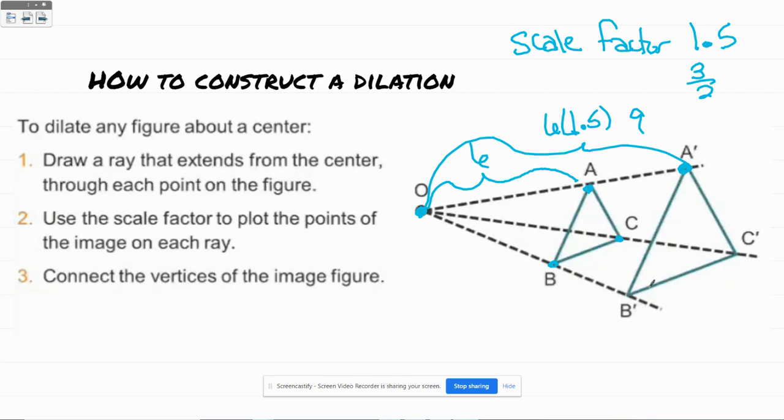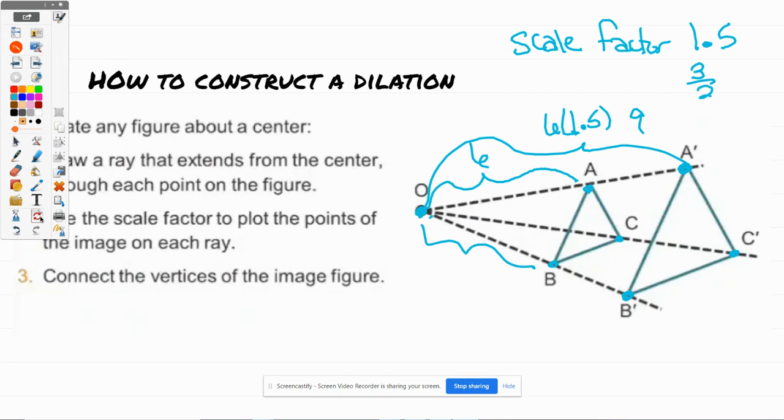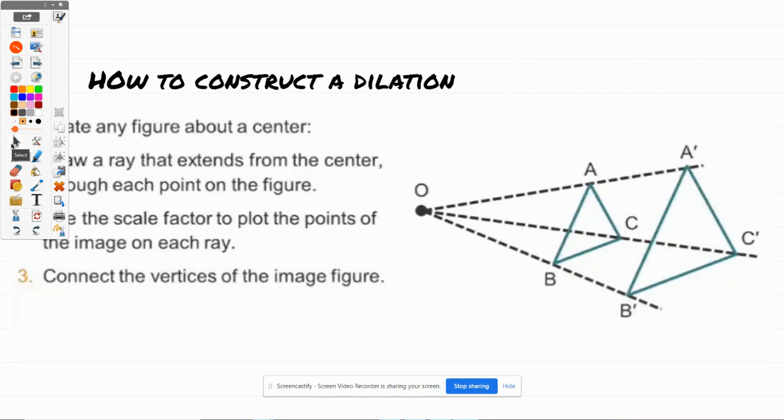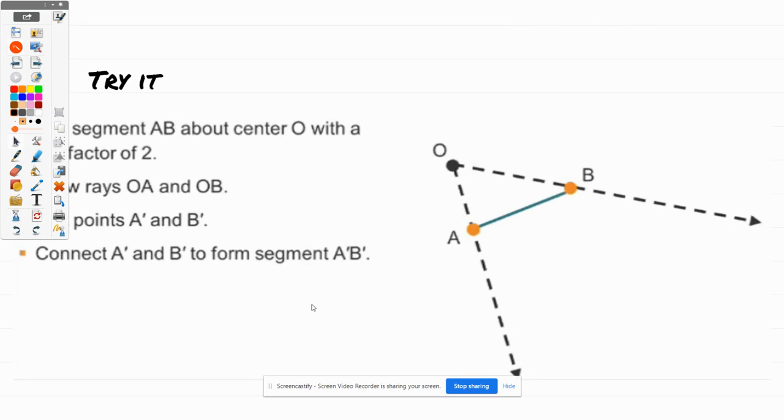I would do the same thing for B and B prime. Whatever measurement this is, I would take it times 1.5 to get the new one. Whatever distance from here to C is, I would take it times 1.5 to get the new one. You connect the dots, and that's how it gets enlarged. It could also work if it was a reduction. It would just get closer to the center instead of farther away.